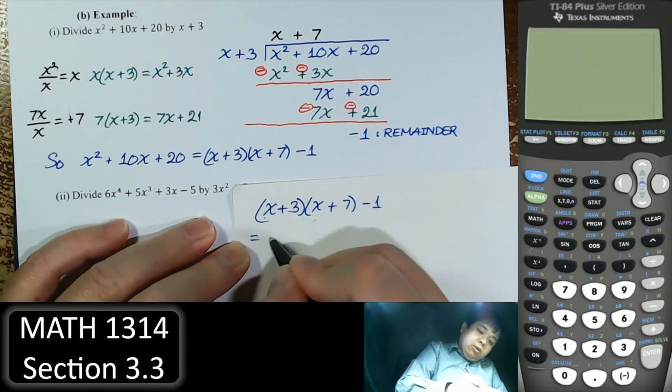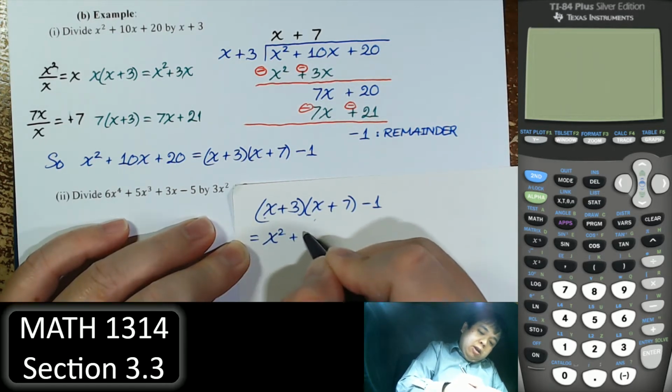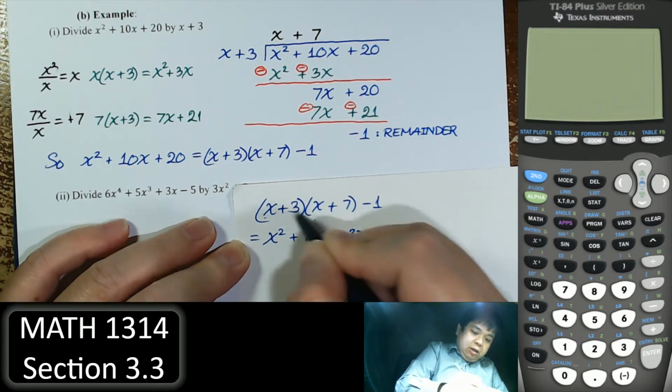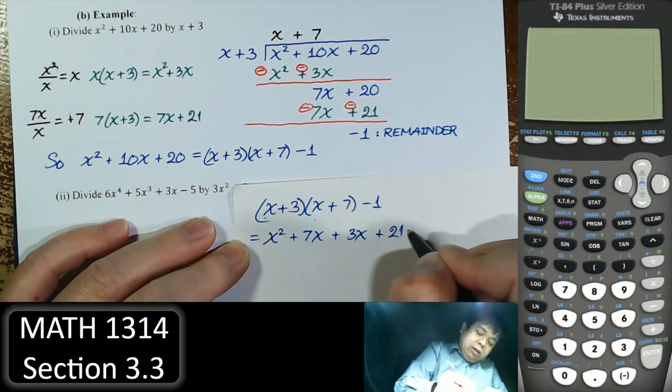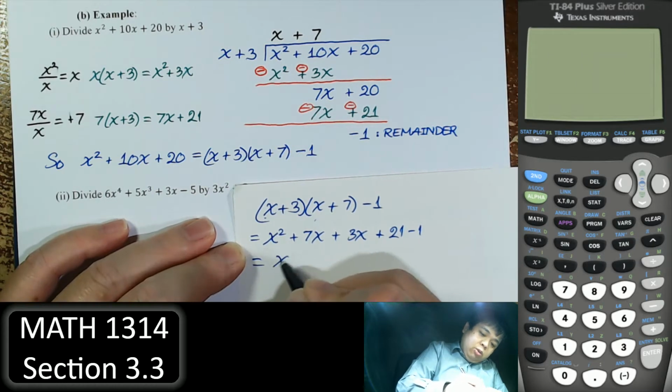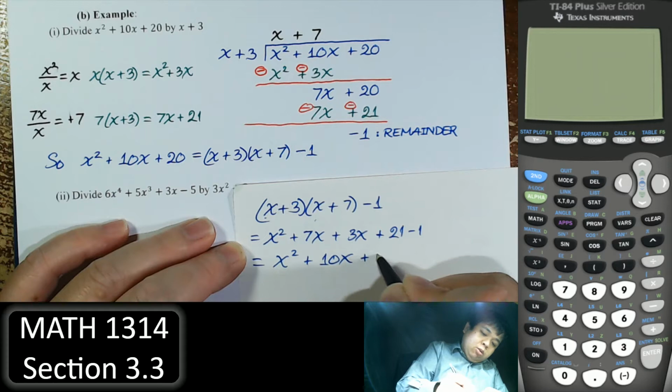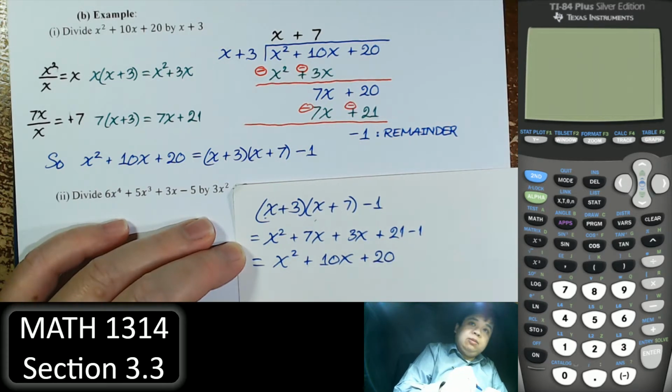So that is equal to x squared plus 7x plus 3x plus 21 minus 1. So x squared plus 10x plus 20. Right.